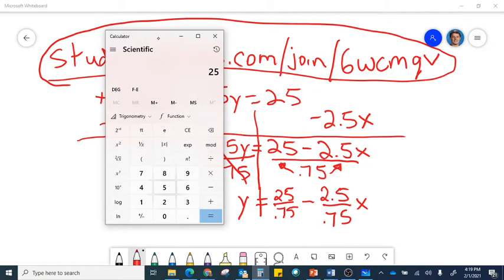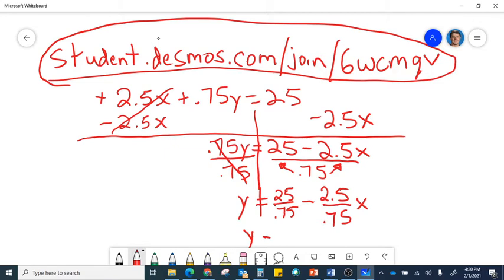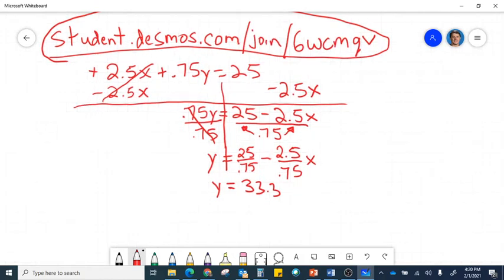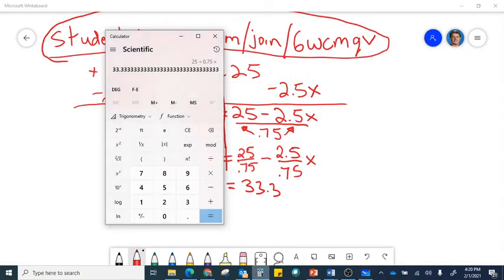We're going to go 25 divided by 0.75 equals 33. Okay, so y is going to equal 33.3, right? And then I also have to do the other one, 2.5 divided by 0.75.